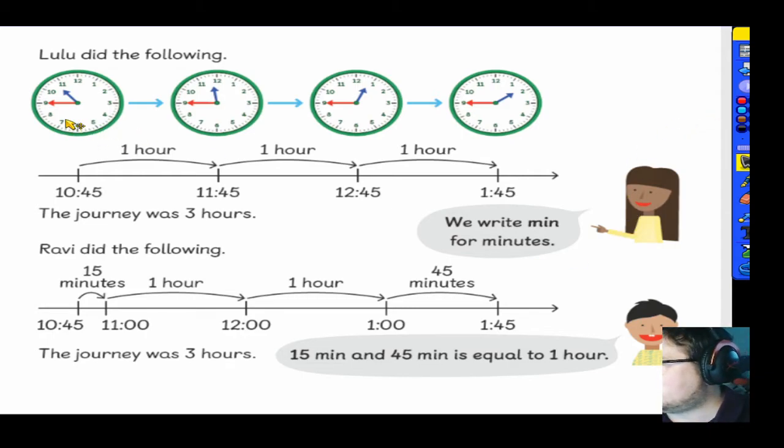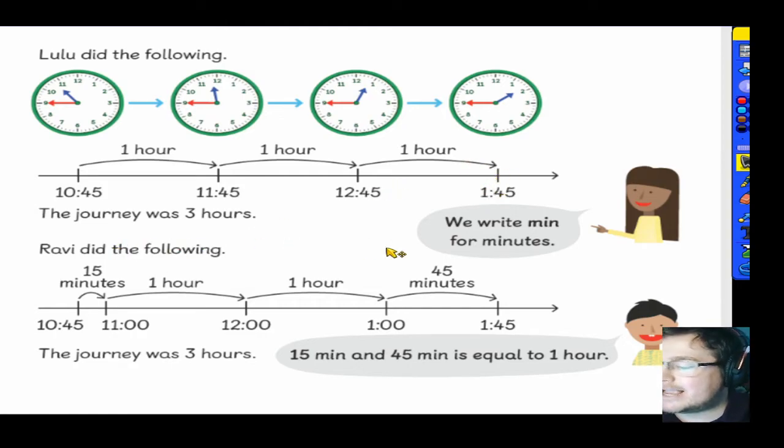So Lulu did the following. Yes, she moved 1 hour at a time. So it's quarter to 11. So she went quarter to 12, quarter to 1, quarter to 2. She made a number line, started at 10:45 and jumped an hour, 11:45, jumped an hour, 12:45, and then jumped one more hour, 1:45. Don't forget to go back to 1 when we go past 12.